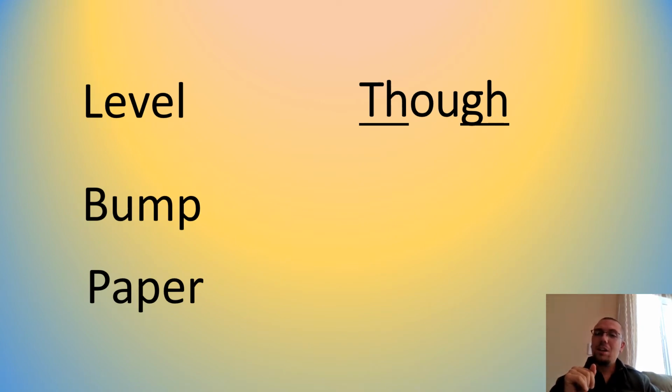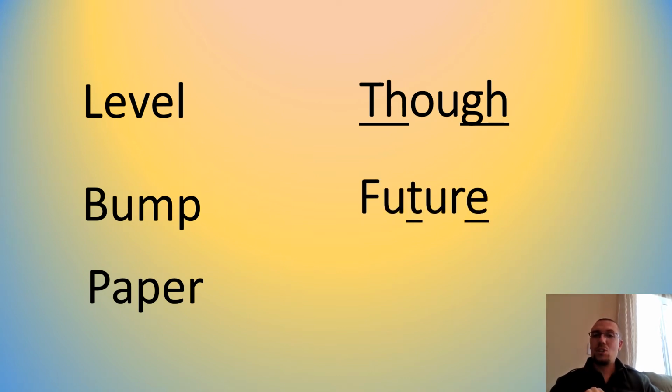"tohogaha." And that's not correct. It's "though." We have a TH sound and we have a GH sound at the end, which changes the sound of the word completely. Another example is future. If I was going to read this phonetically, it would be "futurei," and that's not correct at all. It's "future." The T actually makes more of a CH sound, and the E at the end is not pronounced.